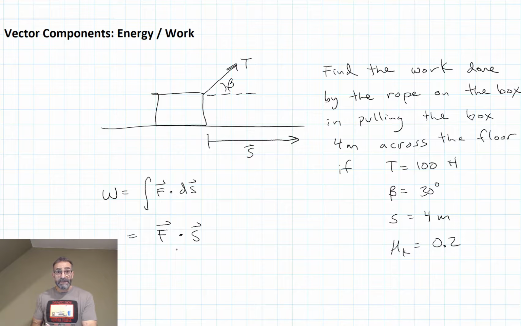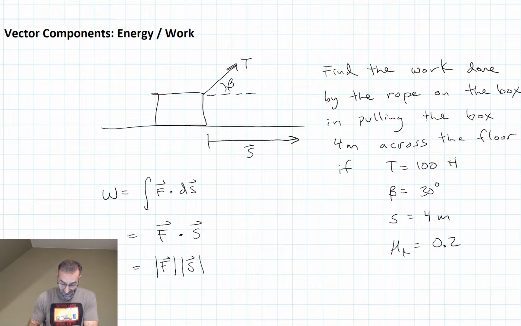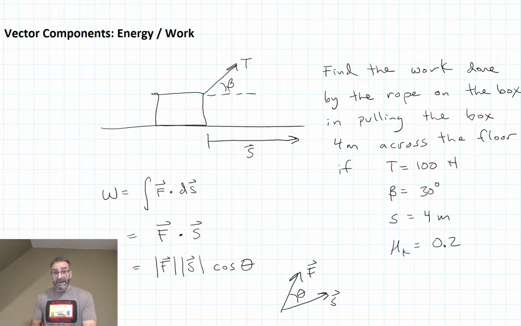a dot product with the force and the displacement vector. And that's equal to the magnitude of the force, the magnitude of the displacement vector, and the cosine of the angle you get when you put their tails together. If my force is in this direction and my displacement is in that direction, I put their tails together, that's the angle I take the cosine of.